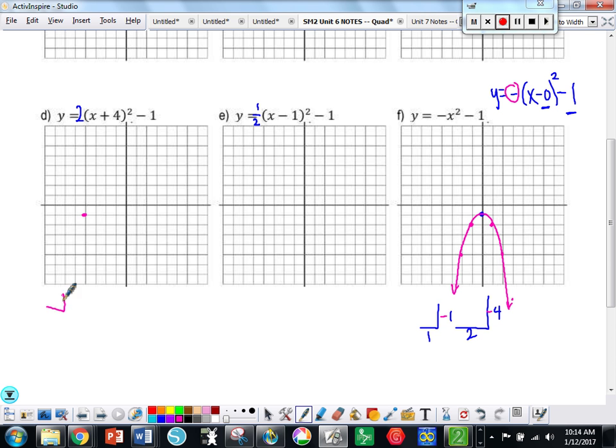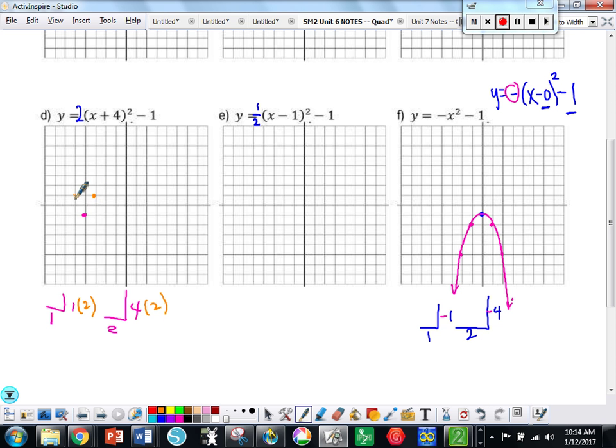And you look at the general pattern. Because A is 2, I have to change the pattern a little bit. Multiply all of the ups by 2. So, instead of going over 1 up 1, I'm going to go over 1 up 2. And instead of going over 2 up 4, I'm going to go over 2 up 8. Good. So over 2 up 8.